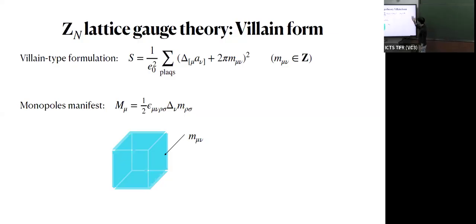But the advantage of this Villain formulation is that it makes monopoles manifest. What you can do is take these m's, view them as dynamical degrees of freedom in their own right, and consider the sum of the m's over the faces of a cube, and this is describing a monopole. When this sum is non-zero, this is describing a monopole inside that cube. So in this formulation, we have both center vortices and magnetic monopoles absolutely manifest, and we can now ask what roles they're playing in the phases of this theory.